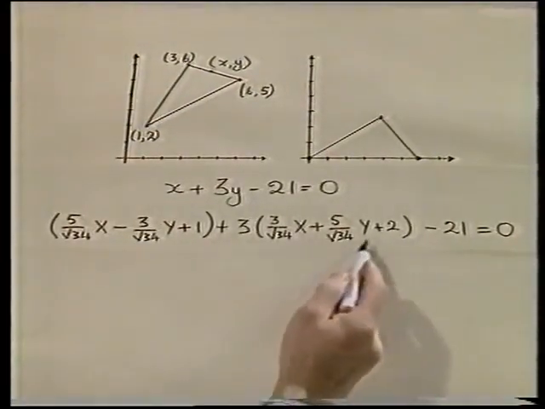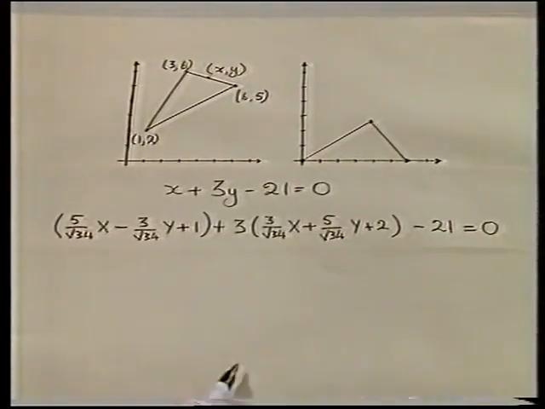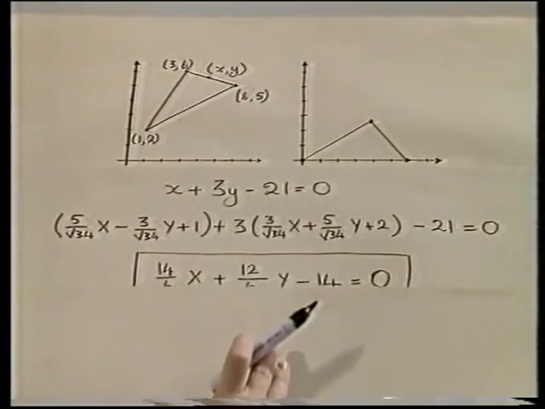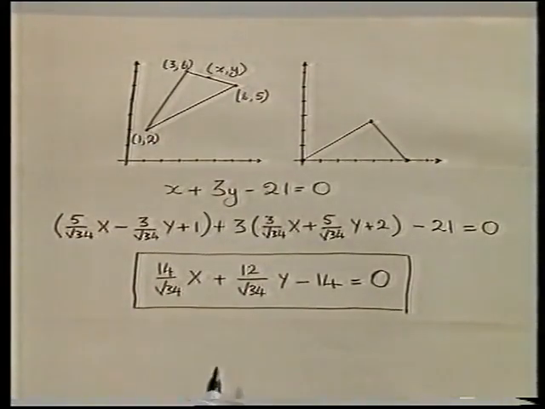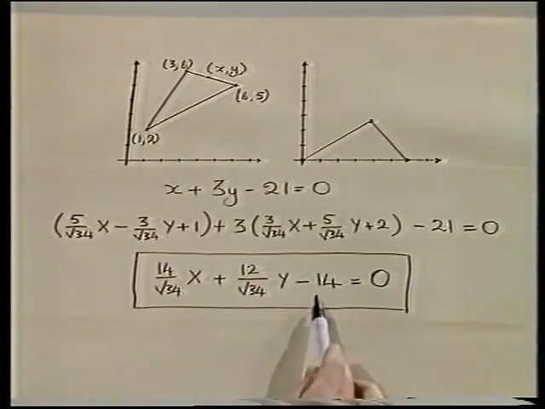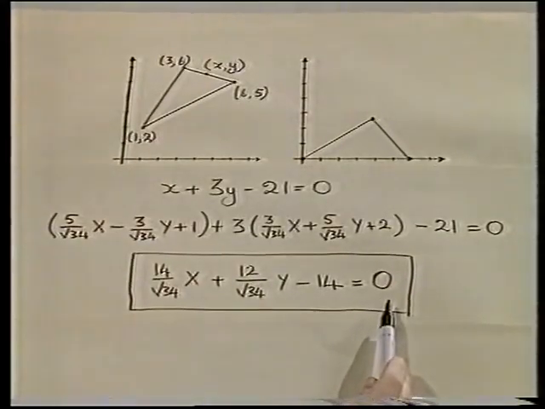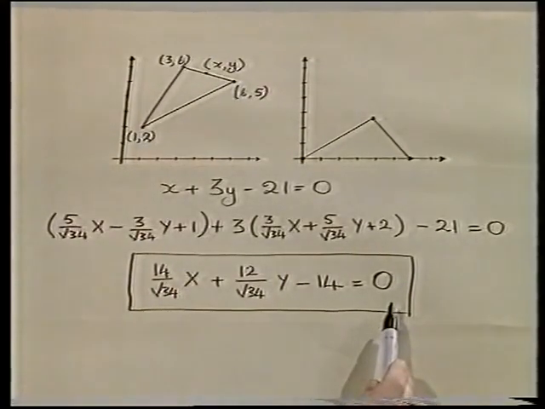X plus 3y minus 21 equals 0, which is an equation connecting capital X and capital Y. And collecting up all the terms, I get this. Now let's just have a look at this. It's of the form number of x's, number of y's, the number equals 0. So it's the right form of equation to represent a straight line.